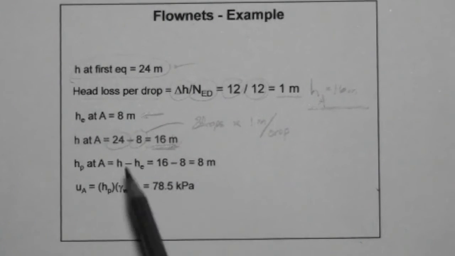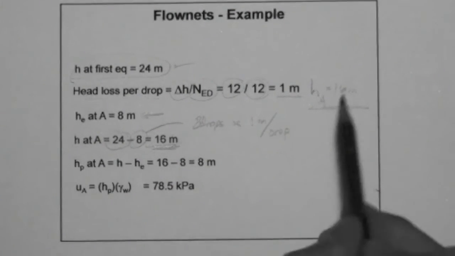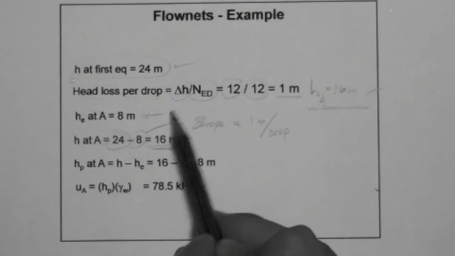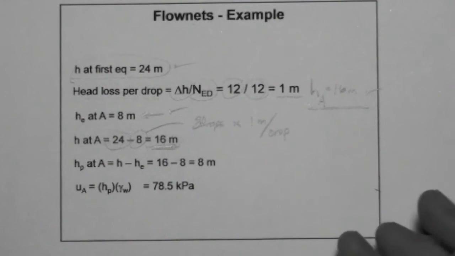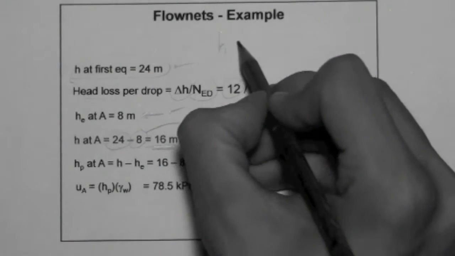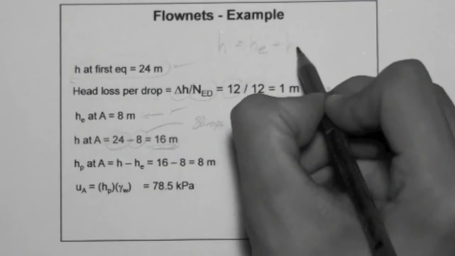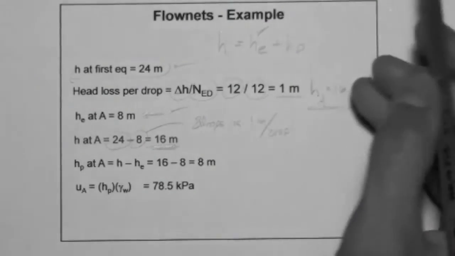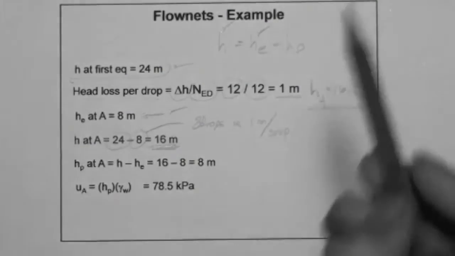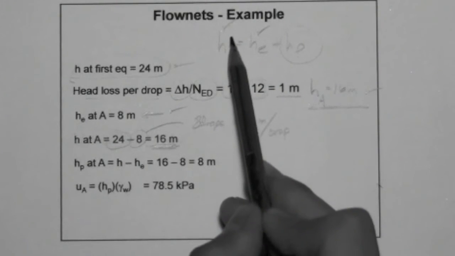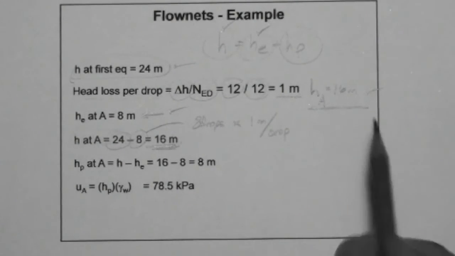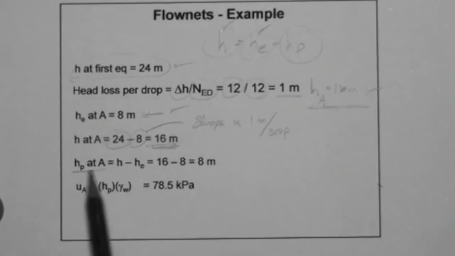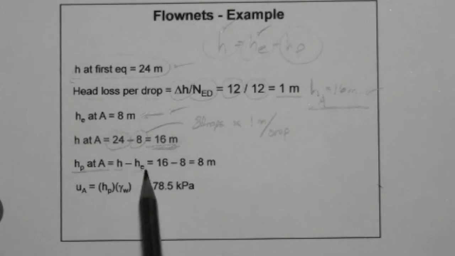Okay. Now, we know the total head. We know the elevation head, therefore we know the pressure head, because the total head is equal to elevation head plus the pressure head. So if we know this one, and we know this one, then clearly this one is that minus that. And that's what it says here. Pressure head at A is equal to the total head minus the elevation head, 8 meters.